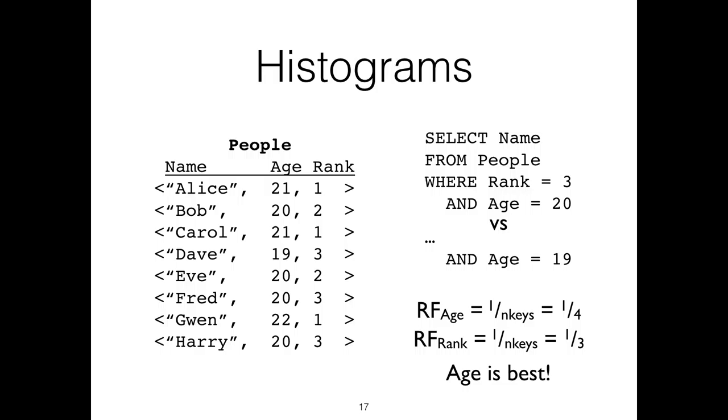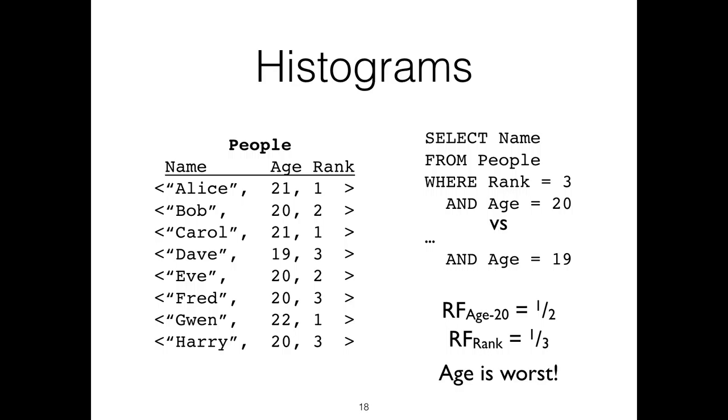So let's say I ask for age is, let's take a look at each of these one at a time. I've got two queries. Let's say I ask for the people with rank of 3 and age of 20. If I filter on age 20, half of the people have an age of 20. So in practice, I'm going to reduce the size of my data only by a half. And if I had filtered on rank first, I would have filtered out a third of my data, making my life a whole lot simpler when it came time to filter on age.